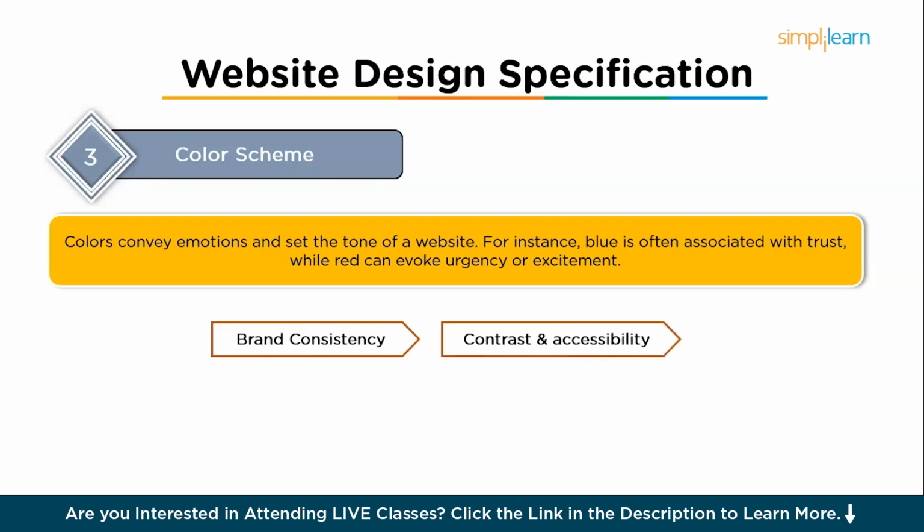The second is contrast and accessibility. Ensure that text contrasts enough with the background to maintain readability. Pay special attention to users with color vision deficiency. The third is complementary color palette. Select a primary color, secondary color, and accent colors for consistency across the website.